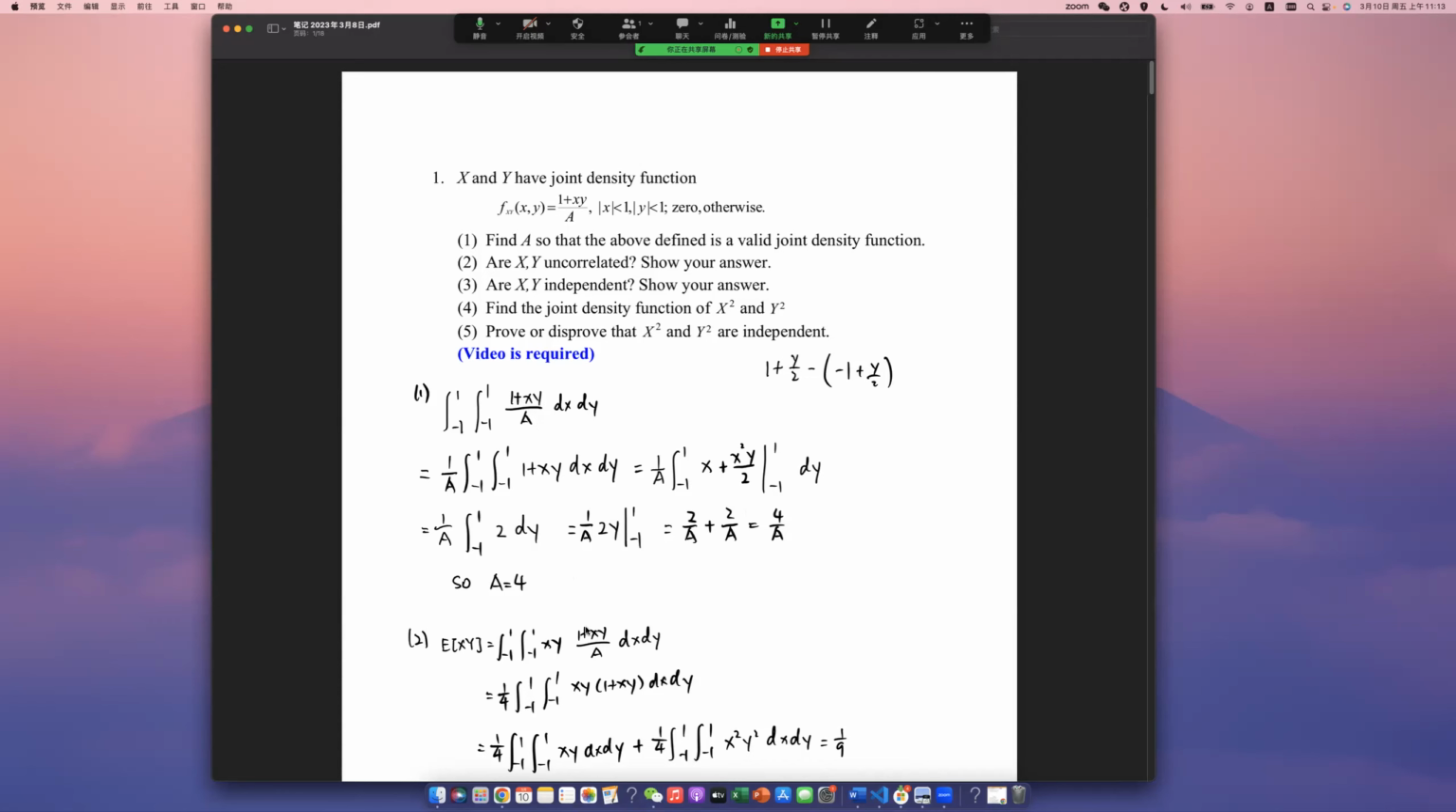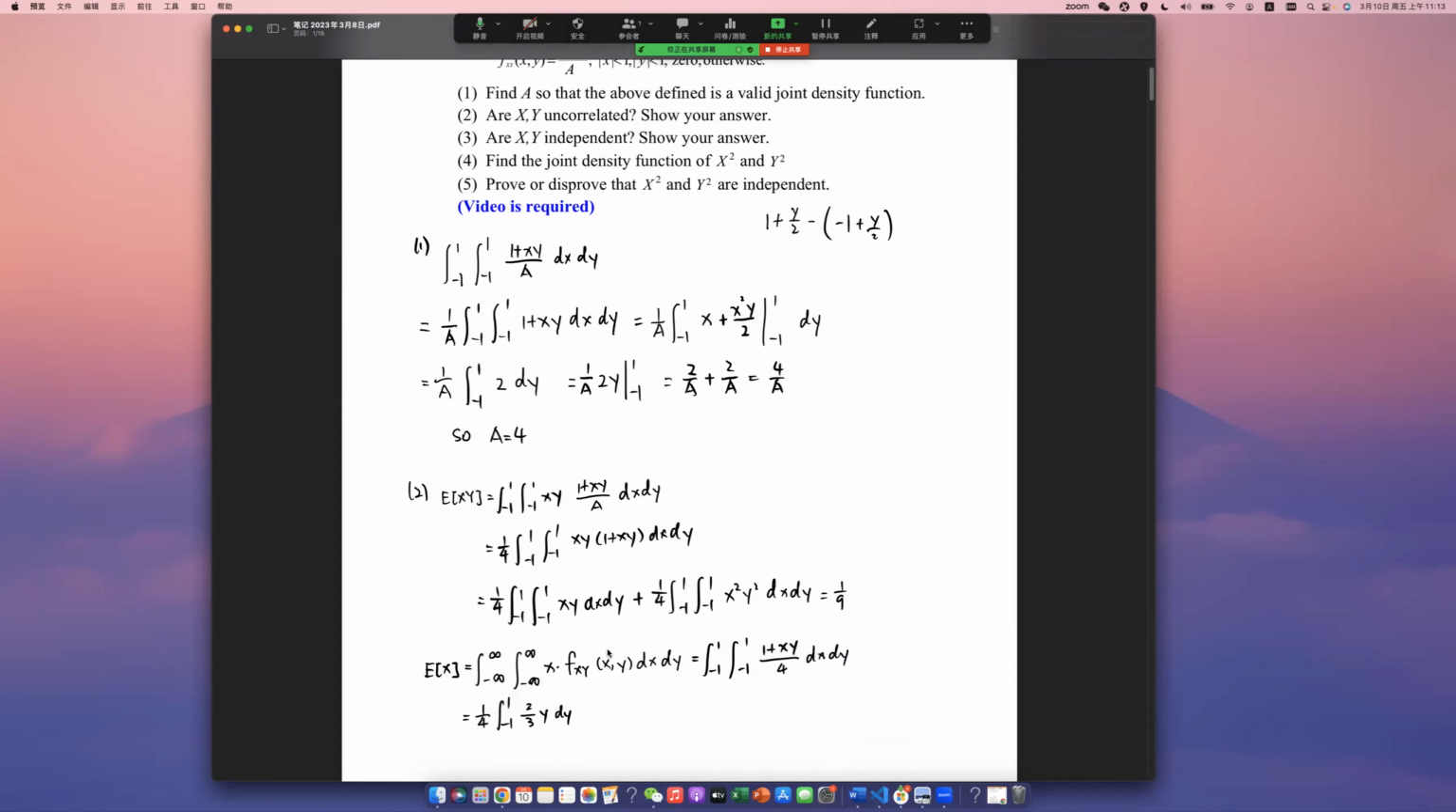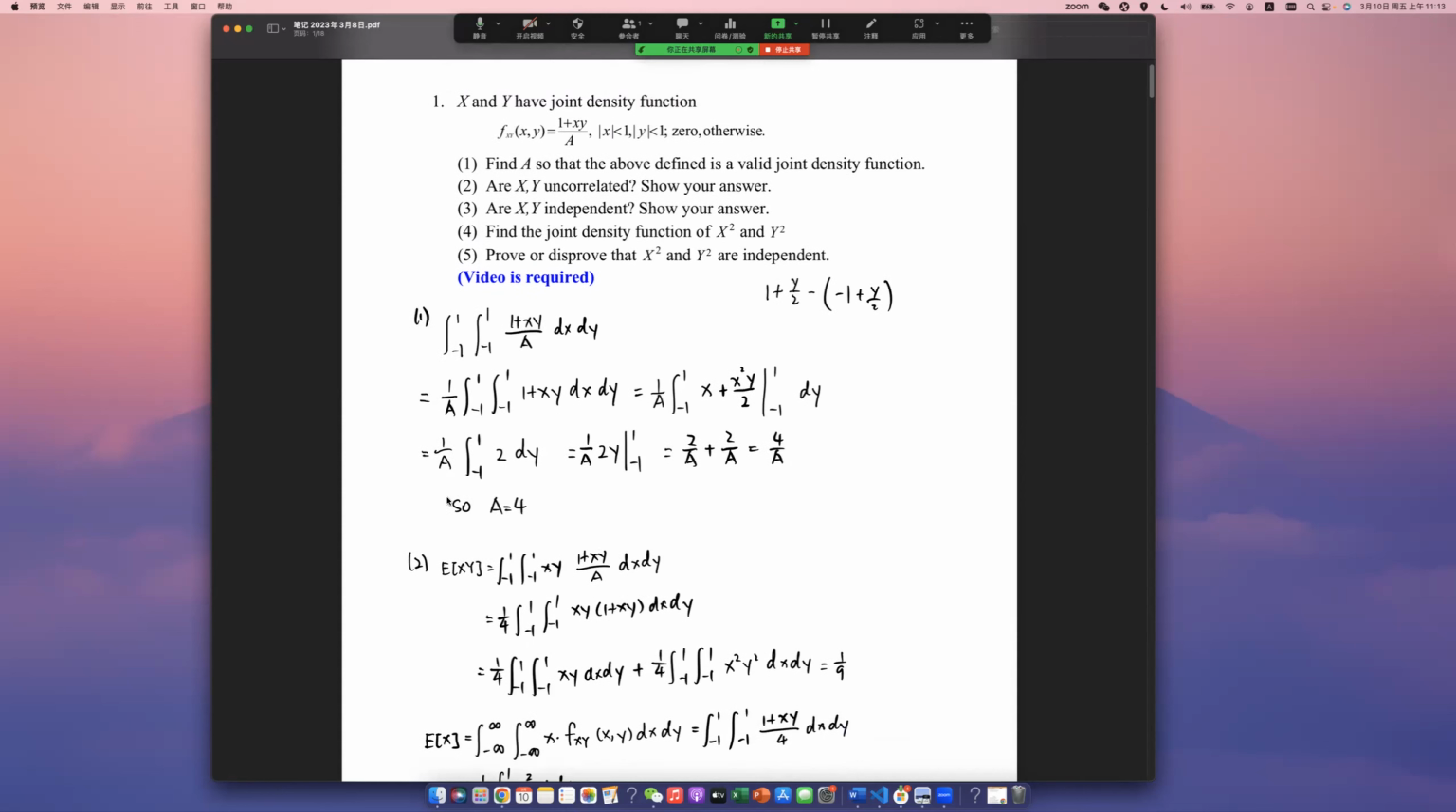And for the second question, it asks if X and Y are uncorrelated. In order to determine if they are correlated or not, we just need to see if the expected value of XY equals the expected value of X times the expected value of Y. In this case, because we found a in part 1, we can plug in 4 here to get the density function of f(x,y).